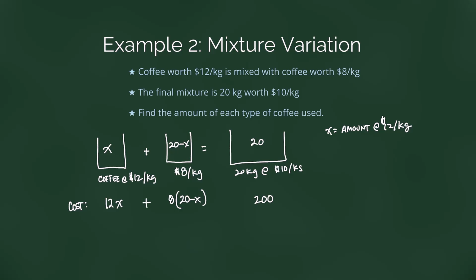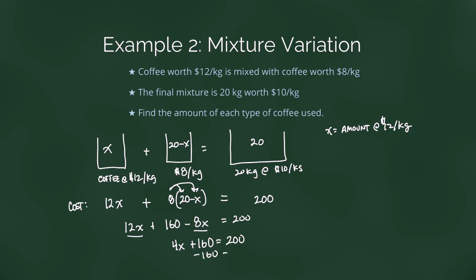The costs should add up. So the cost of the two bins on the left should be equal to the cost of the bin on the right. Well, now we have a linear equation. We can solve this. So if we do that, we get 12x plus 160 minus 8x when we distribute the 8, equals 200. Combining like terms, we have 12x and negative 8x, so we get 4x plus 160 equals 200.